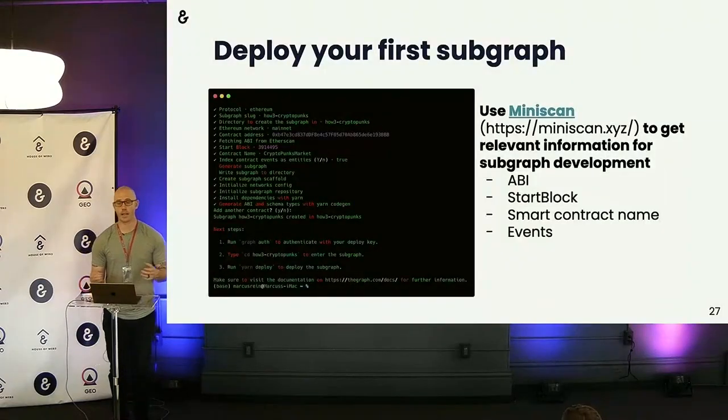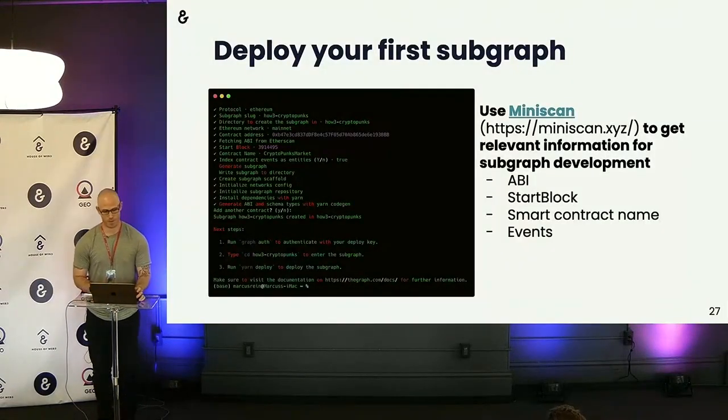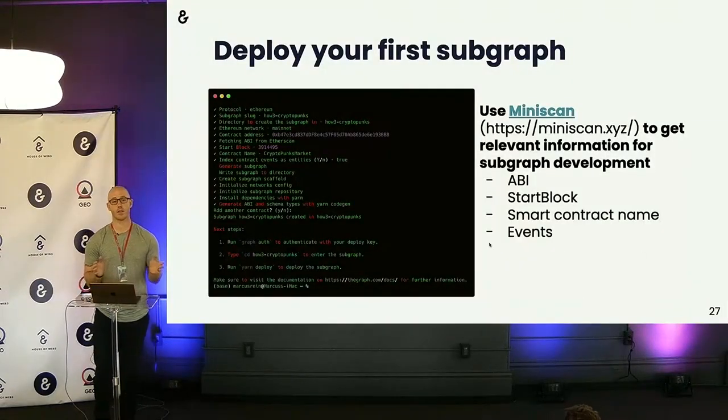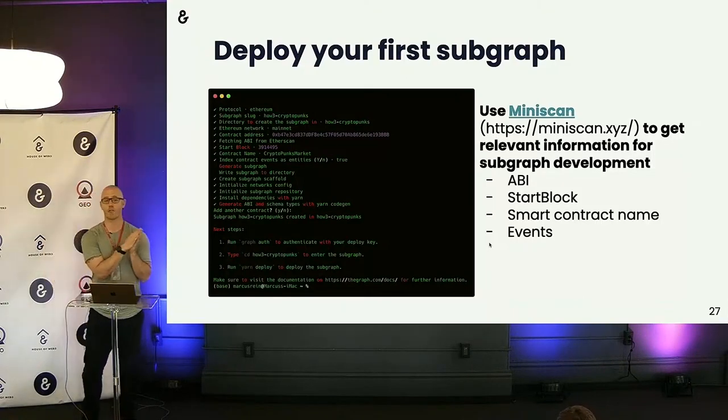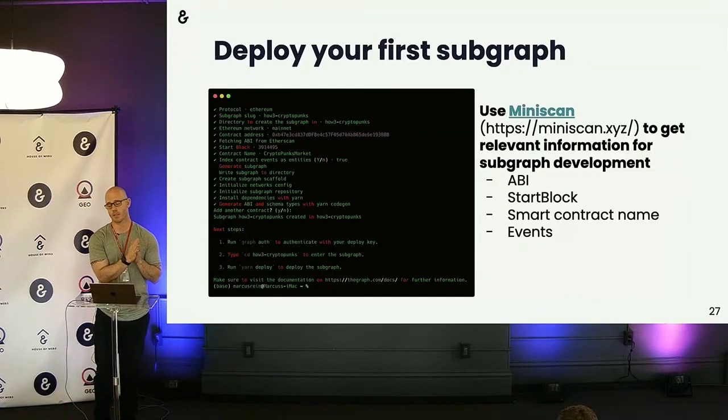Let's get into it. So let's deploy a subgraph. What we're going to do is deploy a subgraph that's going to look at the smart contract of CryptoPunks. We're going to see how granular we can get and trace a single point of data, specifically an event, from the blockchain all the way and make it queryable. That's what we're going to do. So let's go ahead and start.